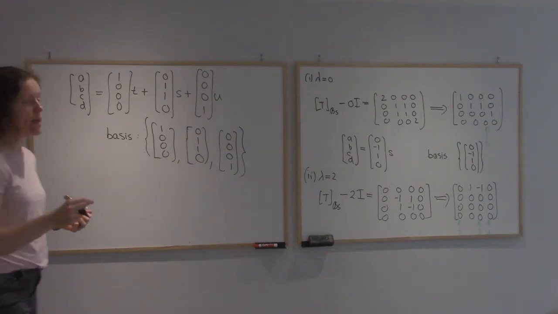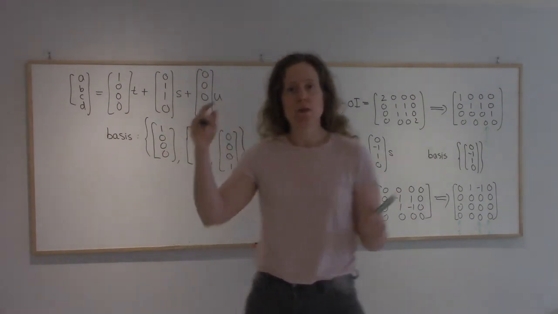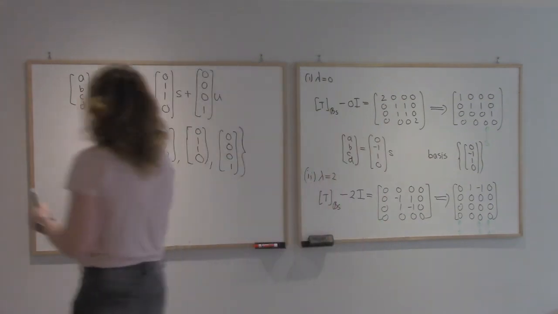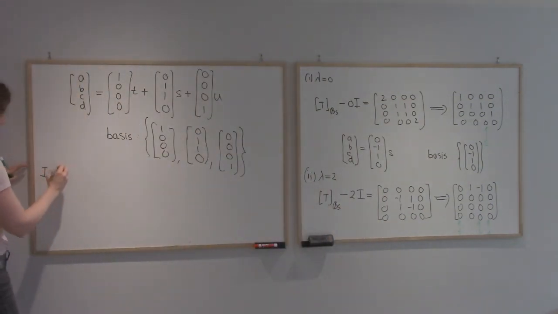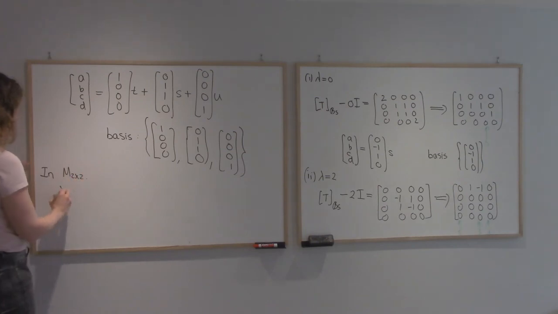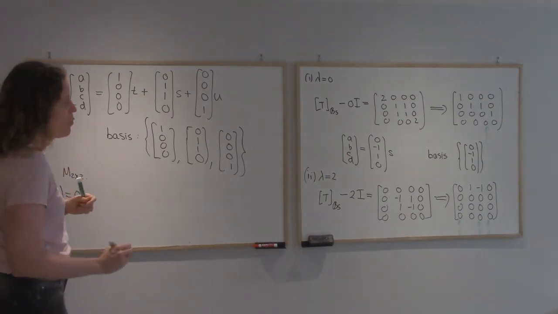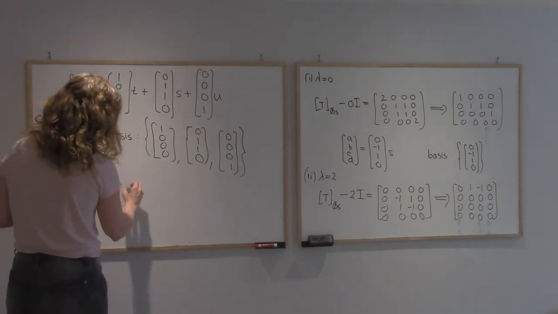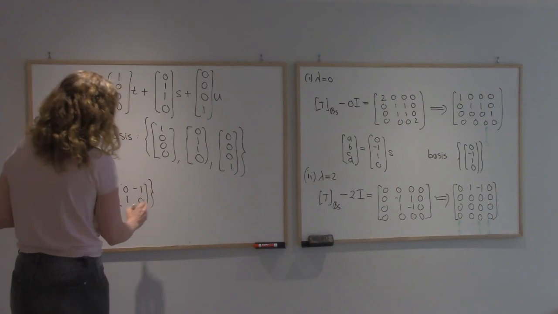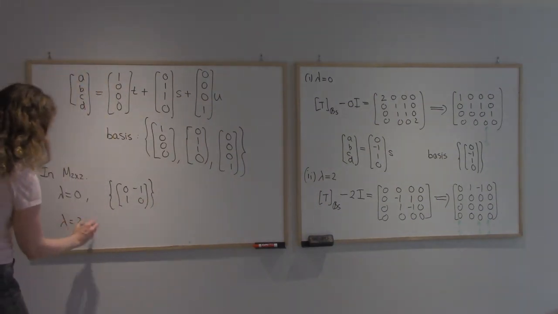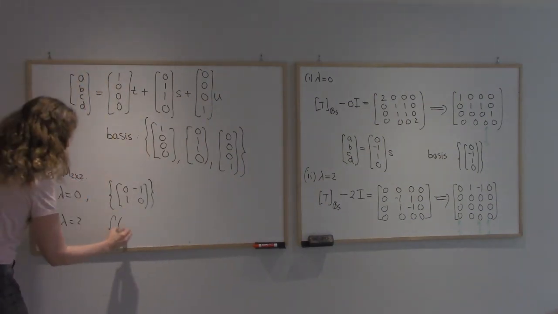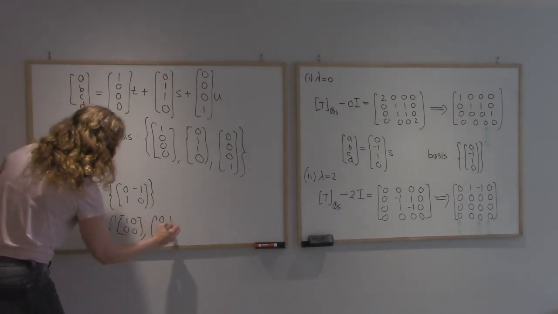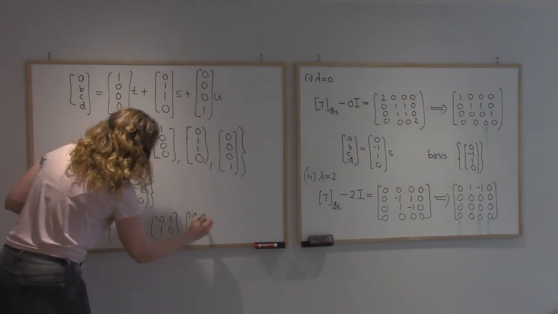And now we're ready to get back to the basis for T itself, not for the matrix representing T. So in M2 cross 2, for lambda equals 0, you'll get one matrix: 0, minus 1, 1, 0. And for lambda equals 2, you'll need 3. You'll get 1, 0, 0, 0, then 0, 1, 1, 0, then 0, 0, 0, 1.